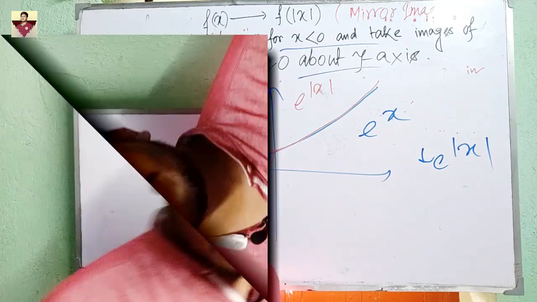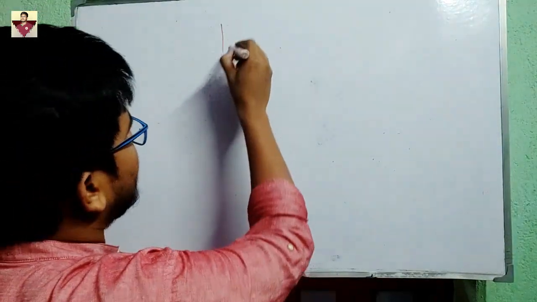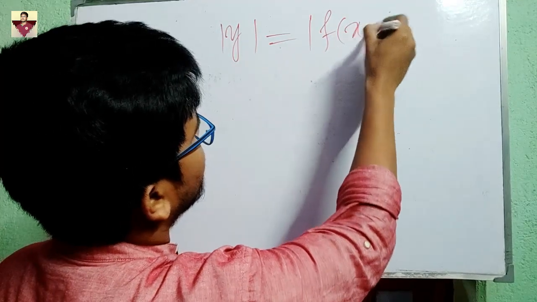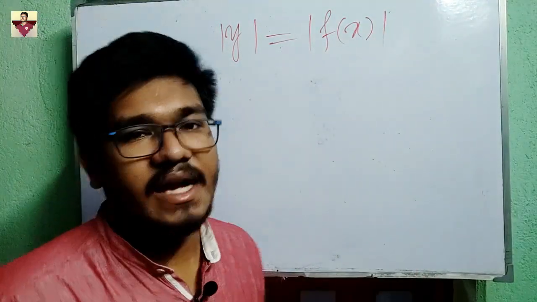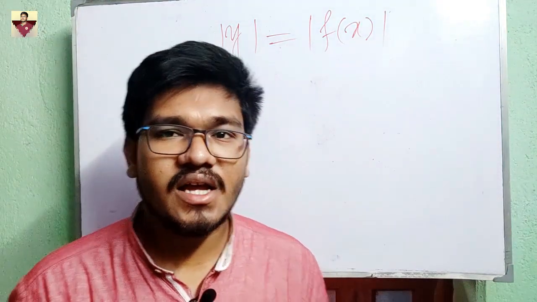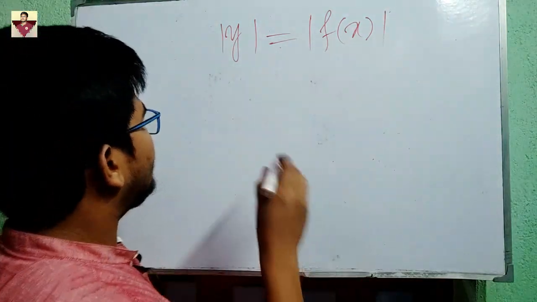This way you can easily plot where f(x) transforms to f of mod of x. There are many more examples. You can take a plot of a function like this, let's say mod of y equal to mod of f of x. So both sides have a modulus. Then how to plot this function? Let us understand with an example.